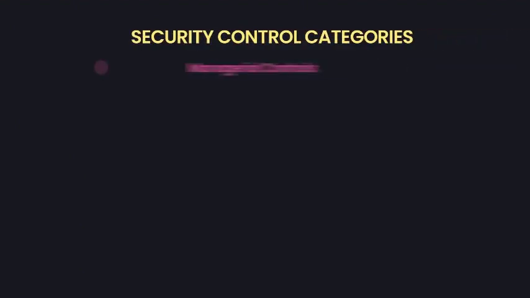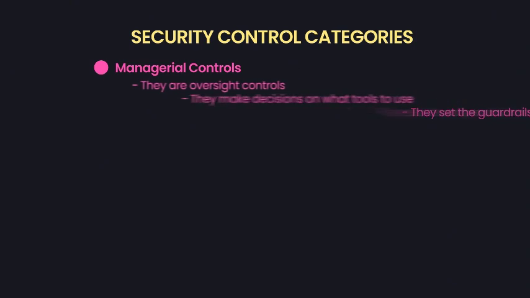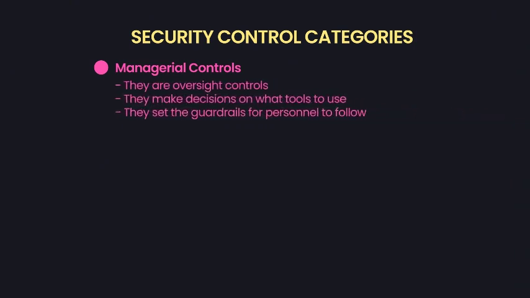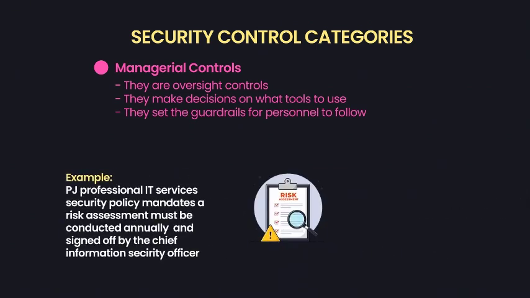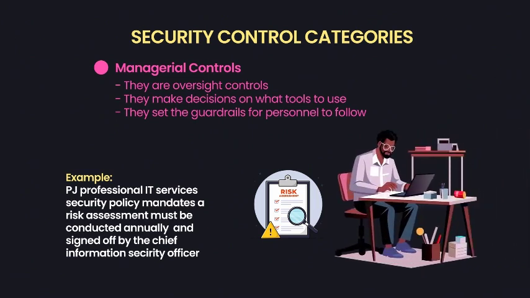The first category is managerial controls. These are oversight controls. They make decisions on what tools to use and set the guardrails for personnel to follow. Here's an example. PJ Professional IT Services' security policy mandates a risk assessment must be conducted annually and signed off by the Chief Information Security Officer.